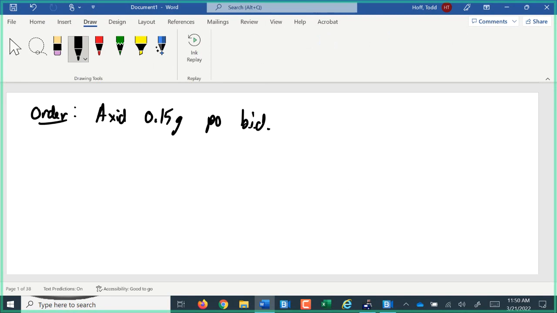So again, the PO BID doesn't mean a whole lot to us right now for the calculation. BID typically means twice a day. PO means orally or by mouth. What we're more concerned about is how much you're going to administer in each individual dose. So we're going to look at the supply. Our supply here is a bottle, containing 60 capsules.